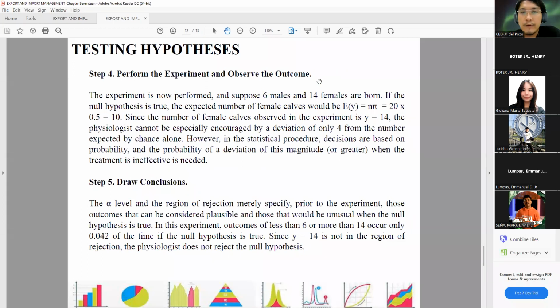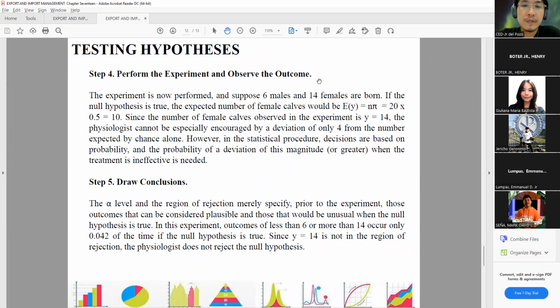So the experiment is now performed and suppose 6 males and females are born. You're now going to conduct an experiment. If the null hypothesis is true, the expected number of cubs would be 20 times 0.5. Since the number of female cubs observed in this experiment is y equals 14, the physiologist cannot be especially encouraged by the deviation of a number expected by chance alone.